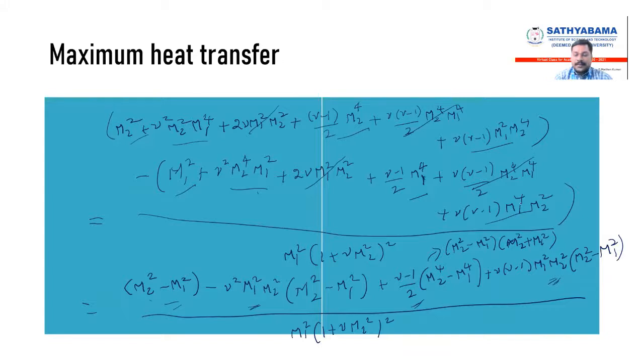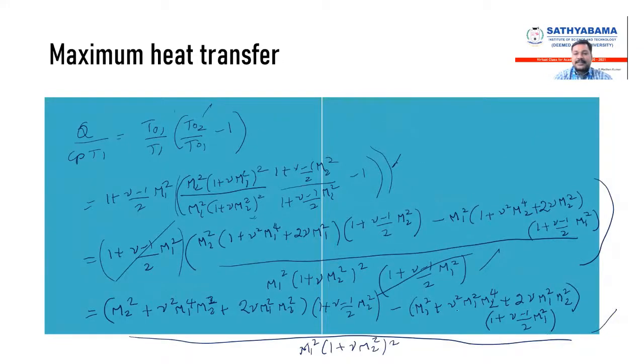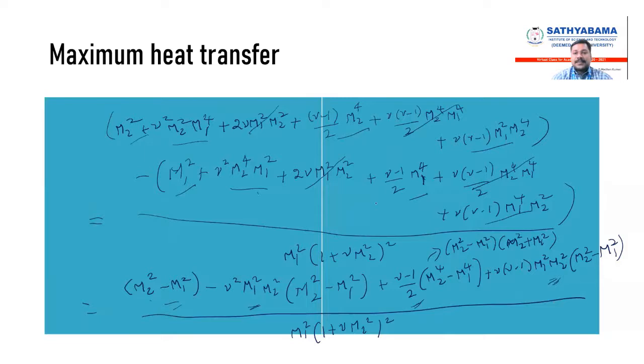On the next term, you have the second term also. You just multiply the second term and I am expanding it. So minus of the second term. And then I am cancelling out the common terms. So 2 gamma m1 square m2 square is cancelled. And then we have this term gamma minus 1 divided by 2 m2 power 4 m1 power 4. Here the same term is also there, so cancel it. And then we have the other term, that is gamma into gamma minus 1 m1 square m2 power 4. Here it is m1 power 4 m2 square, right?